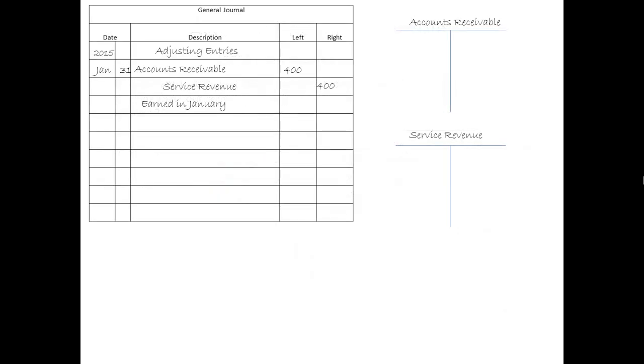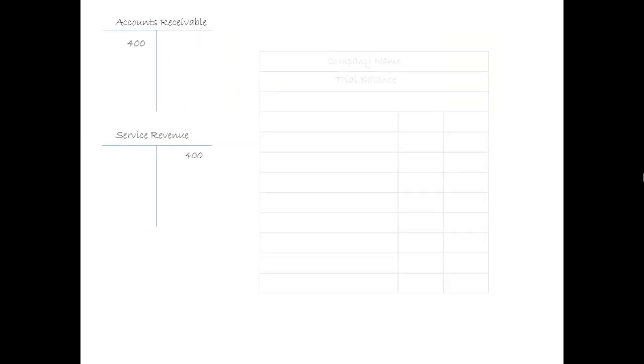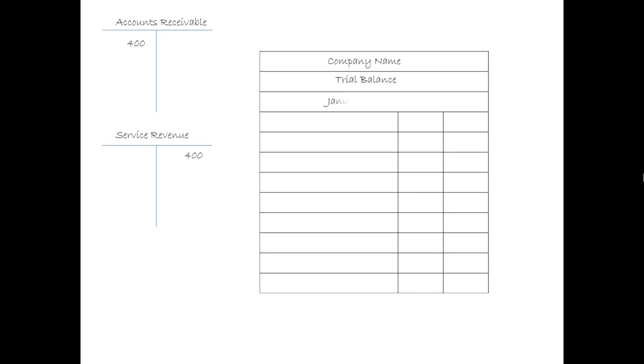Next, we'll post to the ledger. Then we'll transfer the account balances to the trial balance. We'll do this as of January 31st. And we'll mark their account types. Accounts receivable gets an A for asset. Service revenue gets an R for revenue.